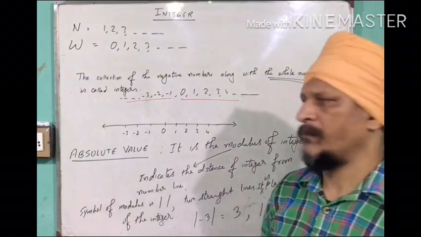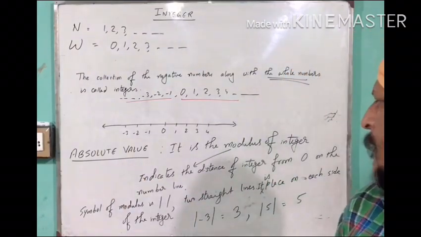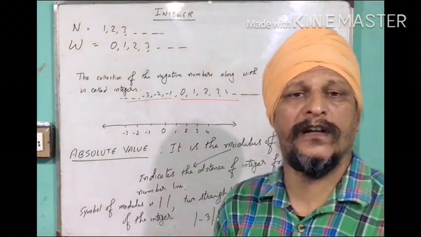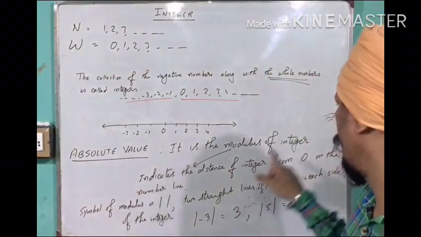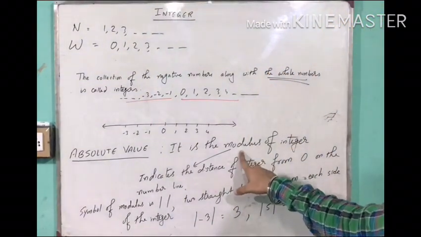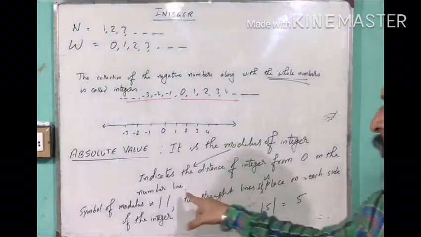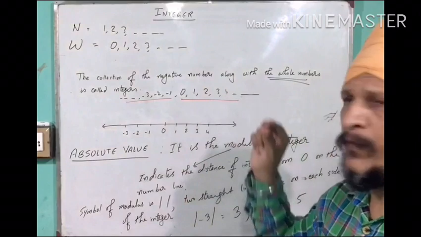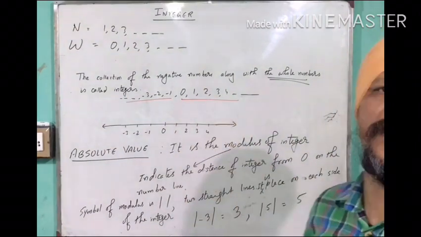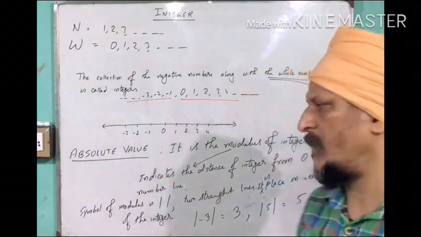So now the question, what do you mean by absolute value? Absolute value is the modulus of an integer. What is modulus? Modulus indicates the distance of an integer from 0 on the number line. Any number, any integer, we get to know how far it is from 0.